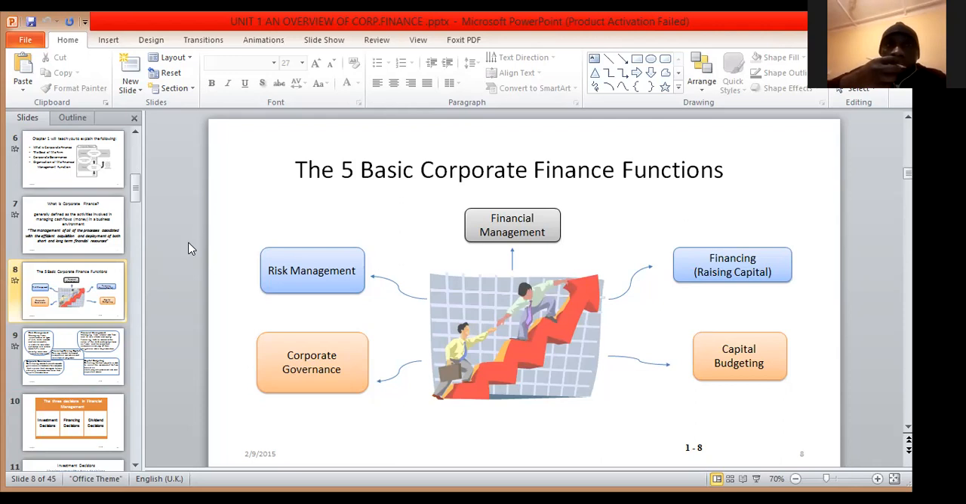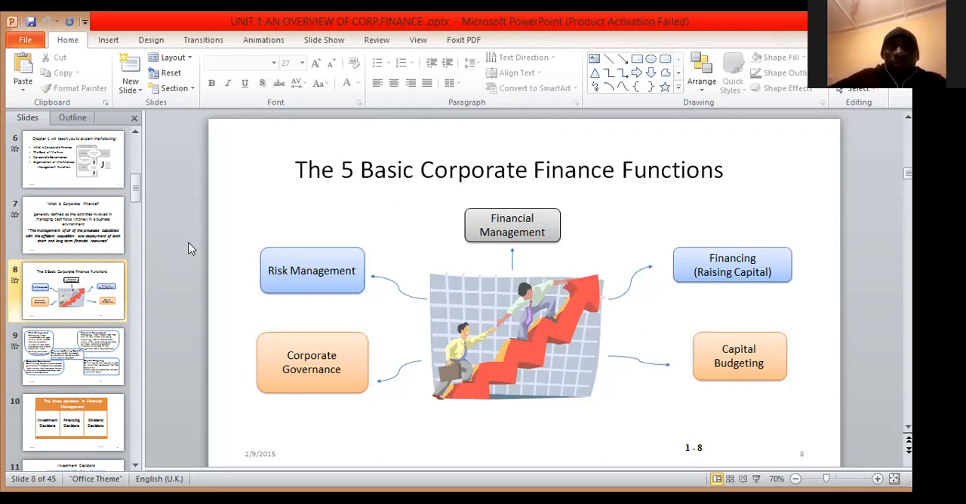Then the fourth function is financing. Financing is an activity involved in the raising of capital. Each and every time you identify a business opportunity, you need to raise money to invest in that business opportunity. That is what is called financing.